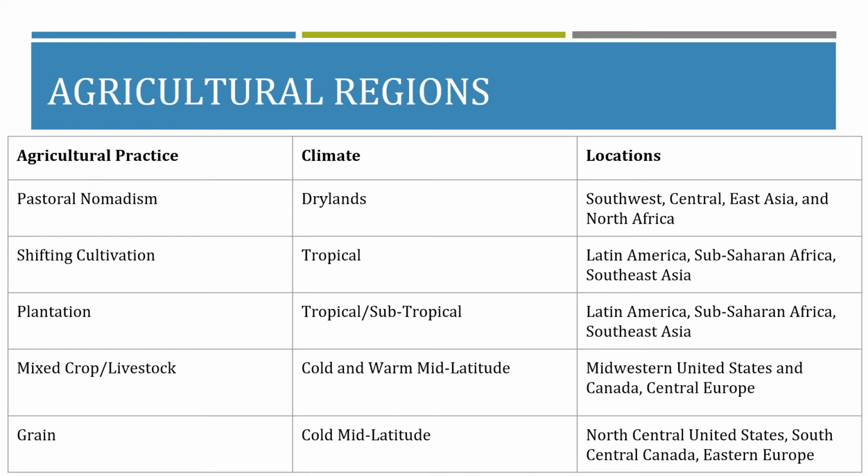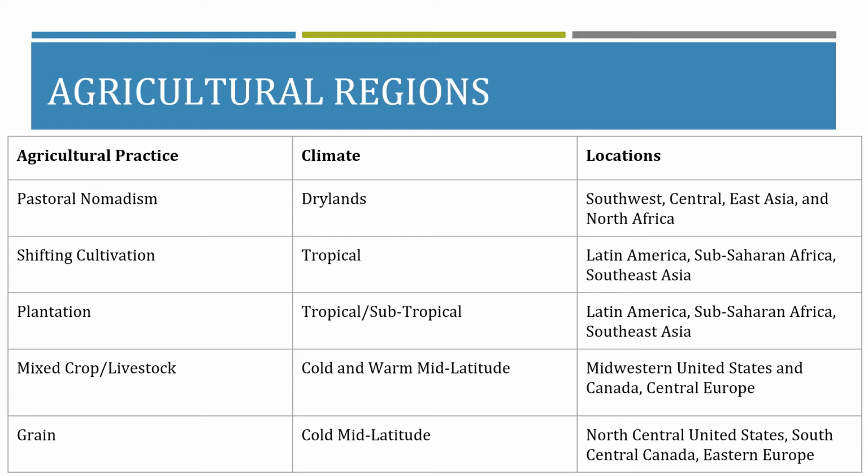And this is going to entail growing both crops and animals. The purpose of the crops is mainly to feed the animals. So you grow a bunch of corn, that corn then feeds the cows, you sell the cows for money. That's basically what mixed crop and livestock agriculture is.